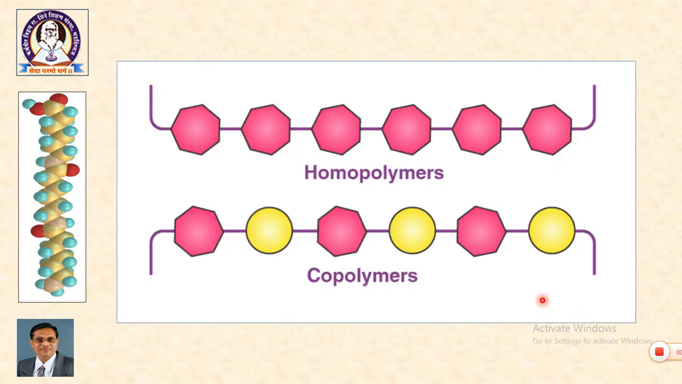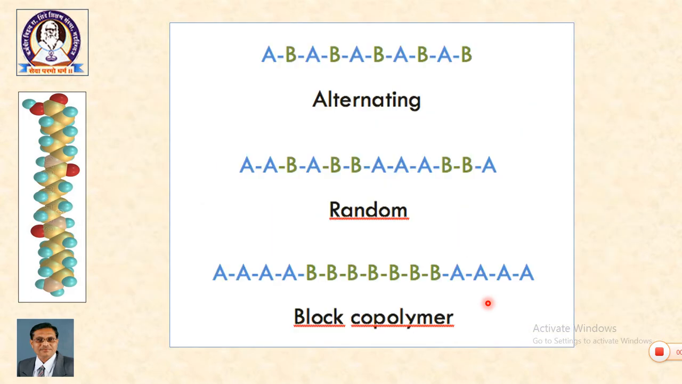This slide shows the general schematic presentation of a homopolymer. Homopolymers contain only one kind of monomer, and copolymers or heteropolymers contain two or more kinds of monomers. So, this gives a general idea regarding the structure. Then in copolymers there are different subtypes also: alternating, random and block copolymers.